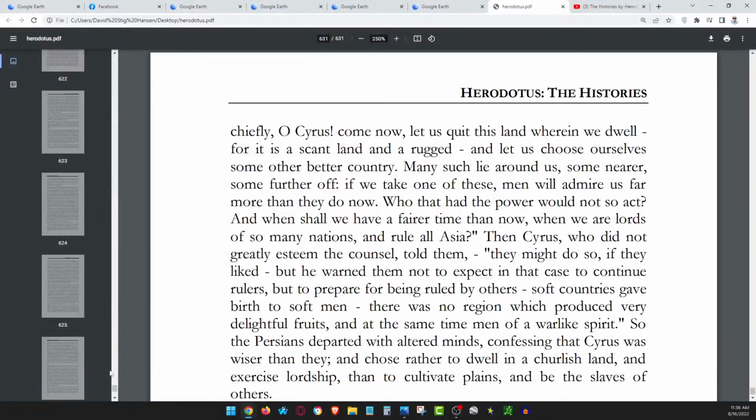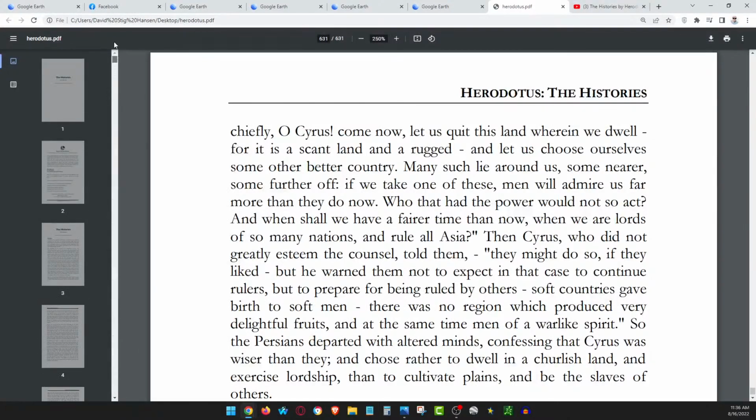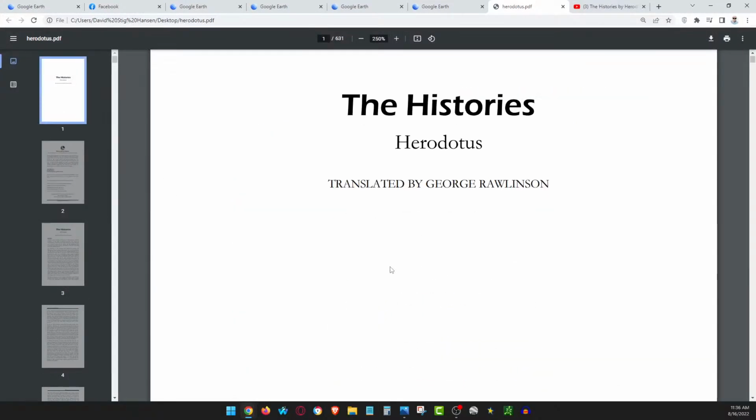And by the way, this is just book 1. This is not the whole thing. So there's a book 2 and book 4. So it's quite a read. Quite a lot of information about the world view 2,500 years ago.